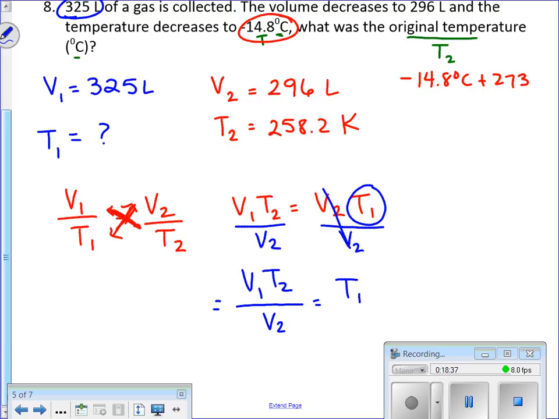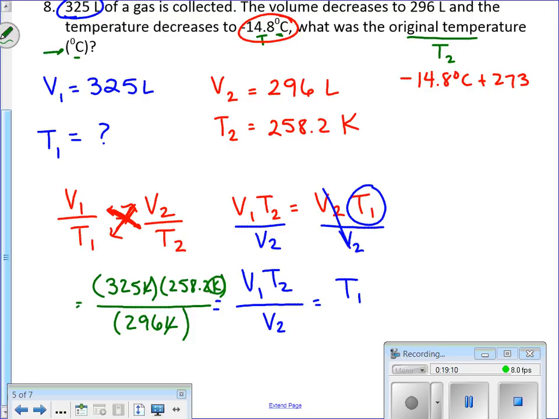Alright? So if I go over here now and plug in my values, I have 325 liters for V1. I have for T2, 258.2 Kelvin. And for my V2, I have 296 liters. Okay? My liters will cancel. I'm left with Kelvin, and that's a good thing because I'm looking for a temperature. And I know it says what's the original temperature in degrees Celsius, but remember, I have to solve in Kelvin and then convert to degrees Celsius. So, 225.